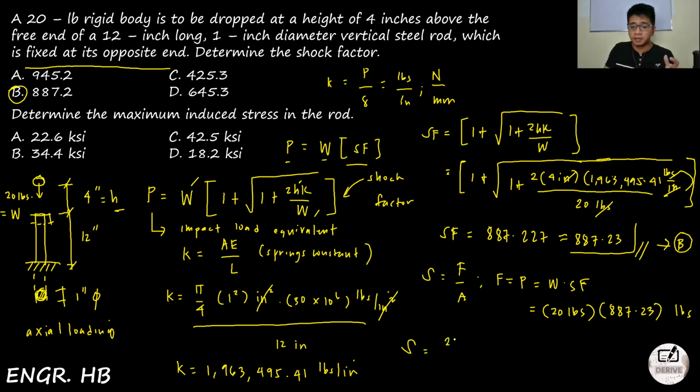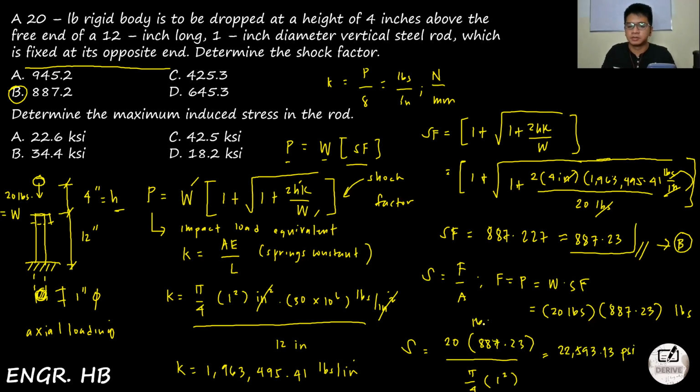So that will become 20 times 887.23 divided by pi over 4. So di na kasya yung 4, no? So that will become pi over 4 d squared, so 1 squared. So our maximum induced stress is 20 times 887.23 divided by pi over 4 d squared. So that was 22,593.13 PSI. Kasi ito ay pounds.